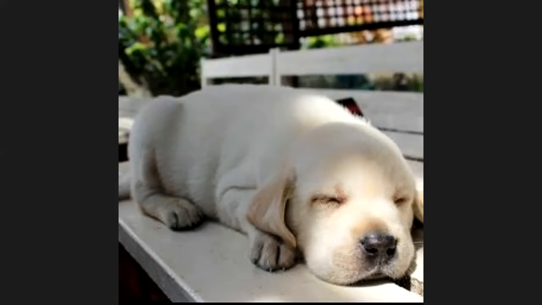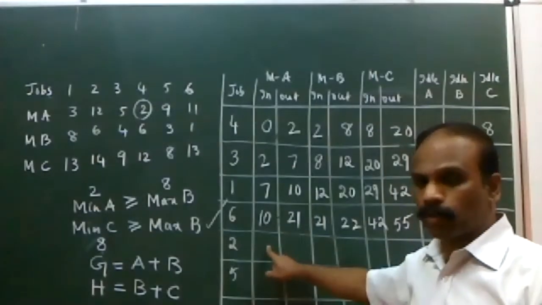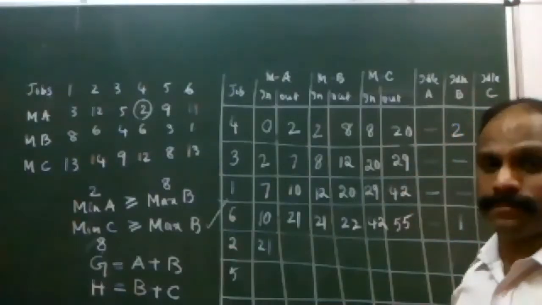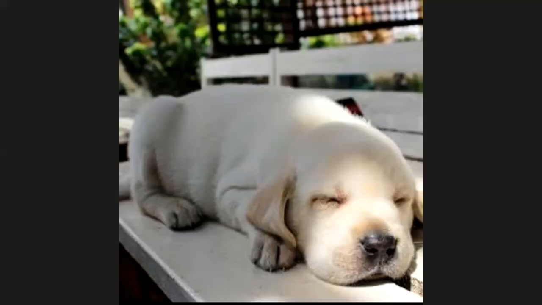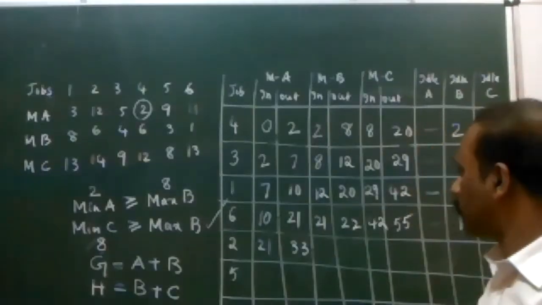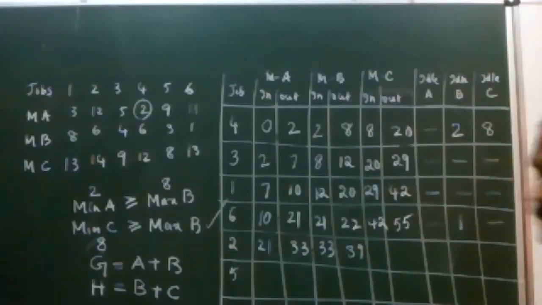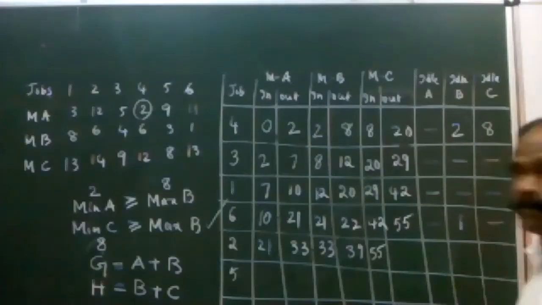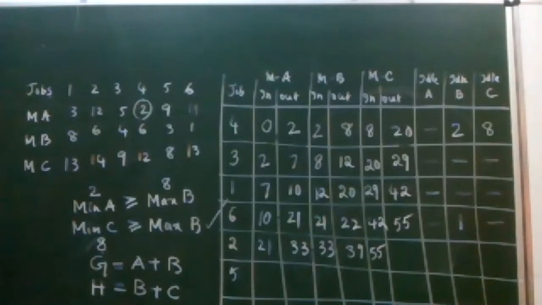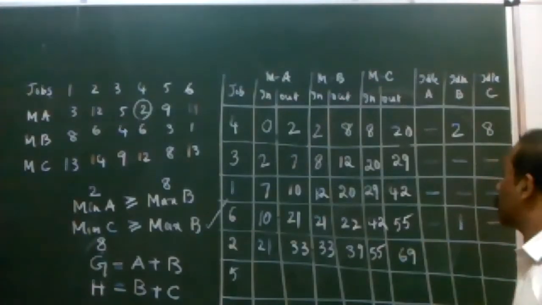So can you please tell me what time job number 2 starts now? 21. And what time it completes? 33. Coming to machine B, what time does machine B start now? 33. And what time does it complete? 39. And here, machine C, what time does it start? 55. And what time does it complete? 69.